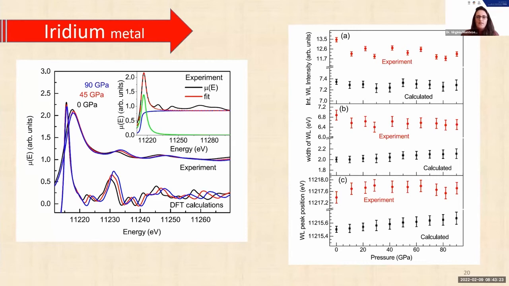So the reason is that the potential that describes the interaction between the core and valence electron is very weak in iridium compared with the spin orbit coupling and the crystal field.